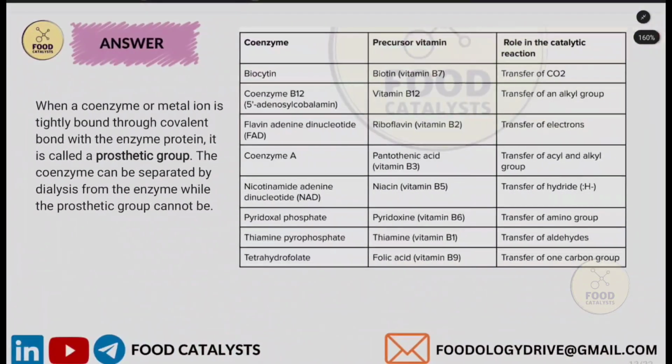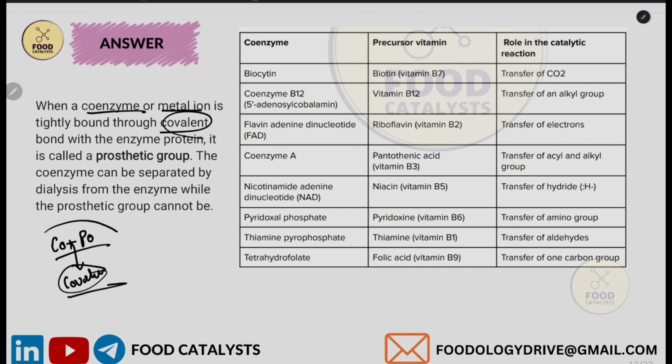So let's go further. When a coenzyme, or metal ion, whatever it is, is tightly bonded like a covalent bond, I am writing the coenzyme as CO, and the protein part as PO. If this bond is a covalent bond, which is a strong bond, then this specific group is called a prosthetic group. Okay, you might be wondering what the difference is.